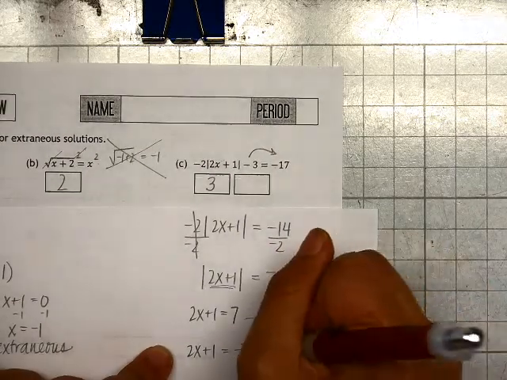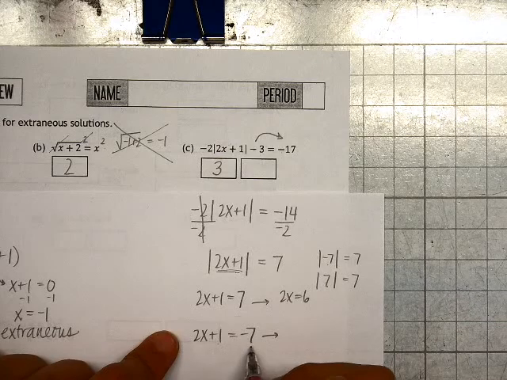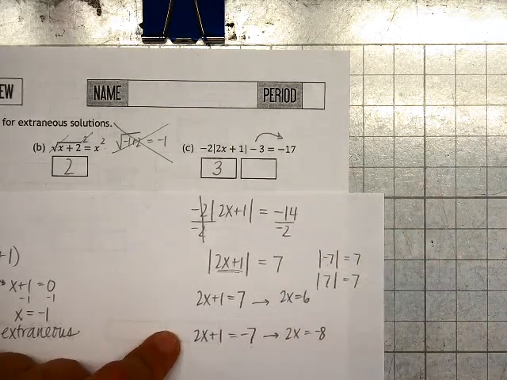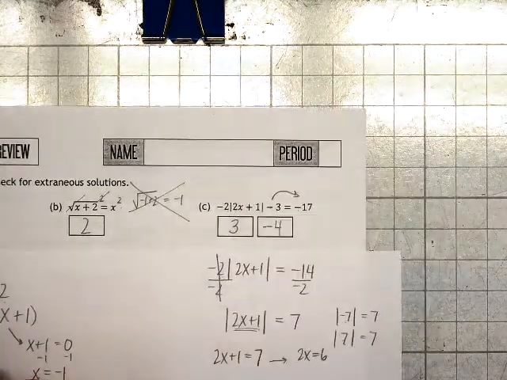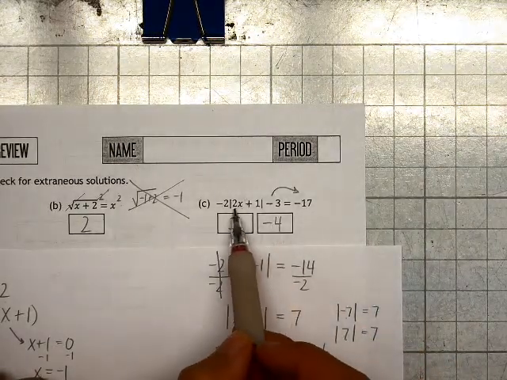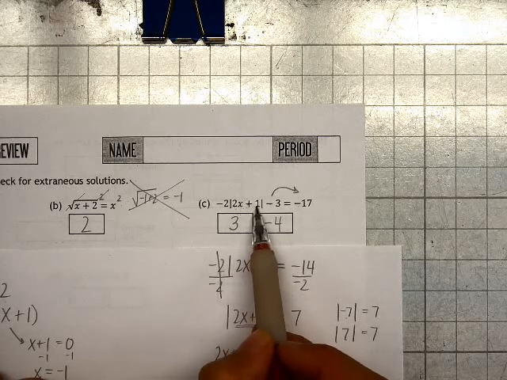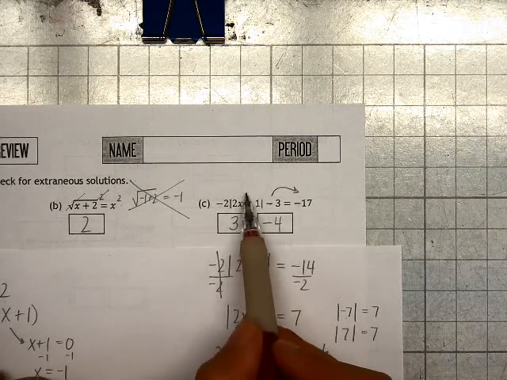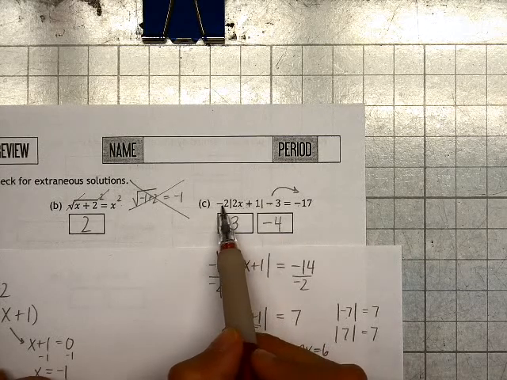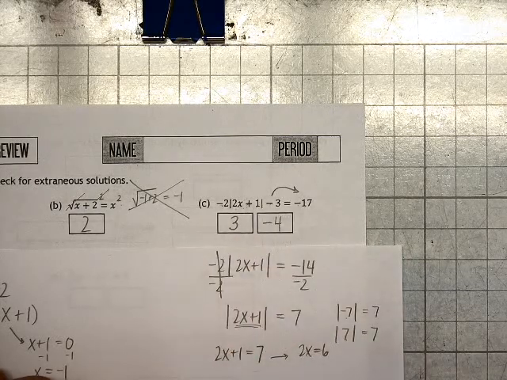If I solve the other possibility, I could add the 1, which would give me 2x equals negative 8. If I divide by 2, that gives me x is negative 4. Once again, I could go back and plug that in. 2 times negative 4 is negative 8, plus 1 is negative 7. Absolute value of negative 7 is 7. 7 times negative 2 is negative 14. Negative 14 minus 3 is negative 17.